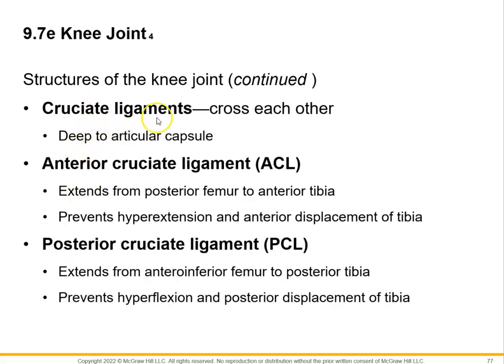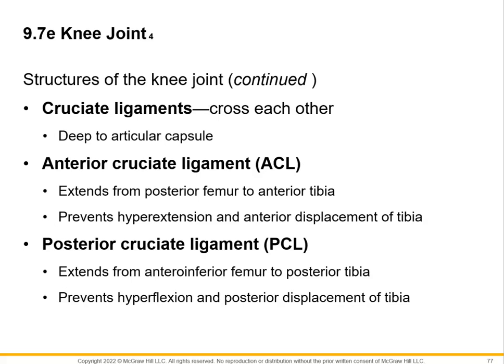Next, you have the cruciate ligaments. These are so named because they form a cross. They cross each other, and this is also deep to the articular capsule. You have the anterior cruciate ligament, or the ACL. This is going to extend from the posterior femur to the anterior tibia, and it prevents hyperextension and anterior displacement of the tibia. So anterior cruciate ligament prevents anterior displacement of the tibia.